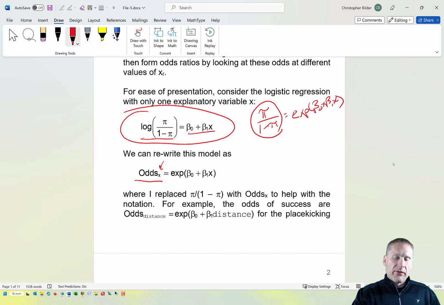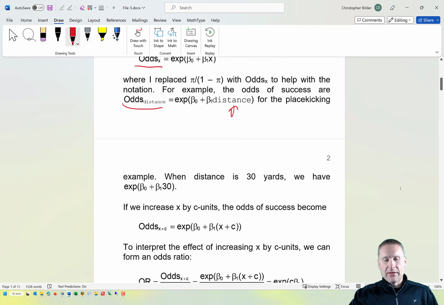So for example, if we were to go back to the place kicking data example, we would have, let's say, the odds for a particular distance where I could just plug in the distance value, maybe a 30-yard place kick. I could just plug that in there and get the odds of a success at that distance.